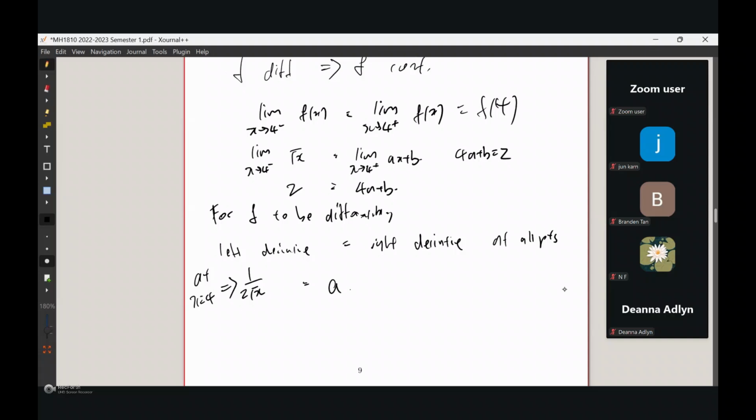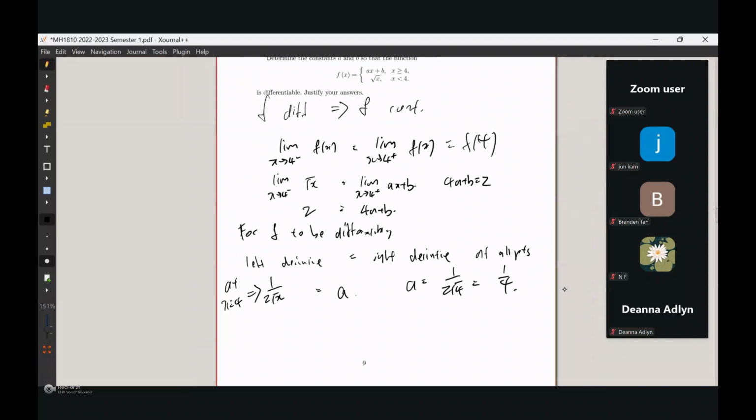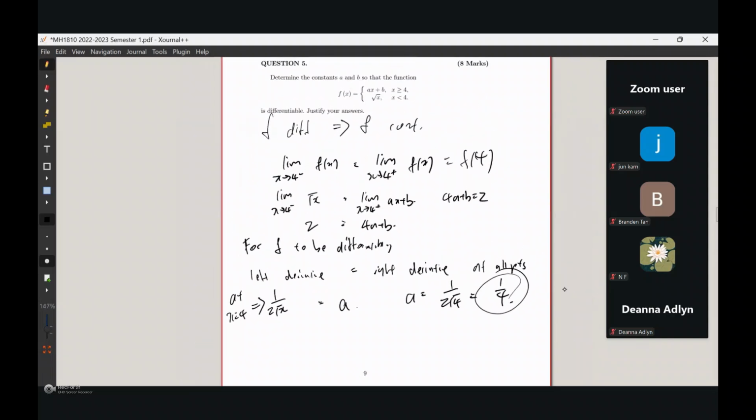So all you need to do is calculate what is a. So a is 1 over 2 square root 4, which is 1 over 4. And then for b, just substitute this inside this. So you should get b equals 1. I think this shouldn't be too difficult as well. Take 1 over 4 and 1.